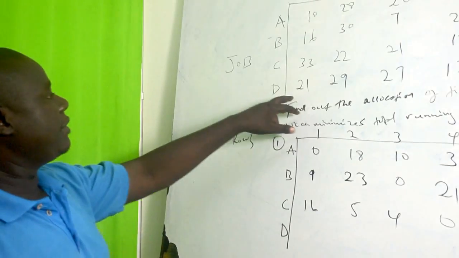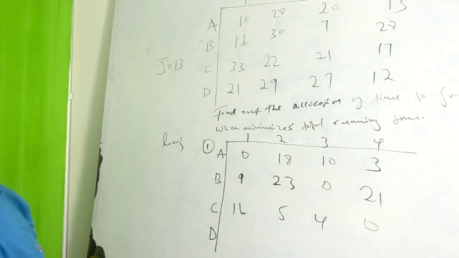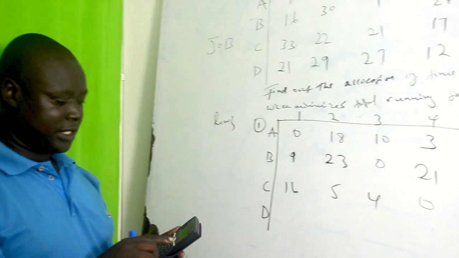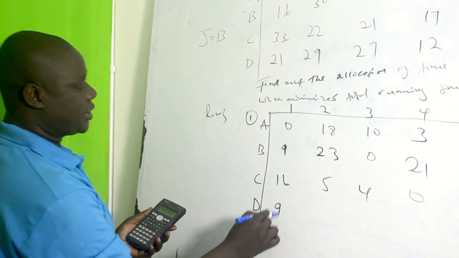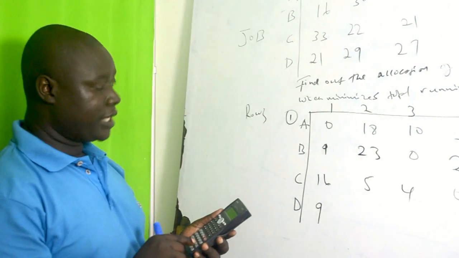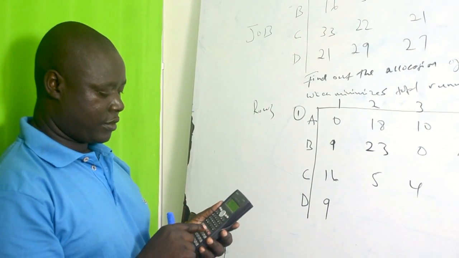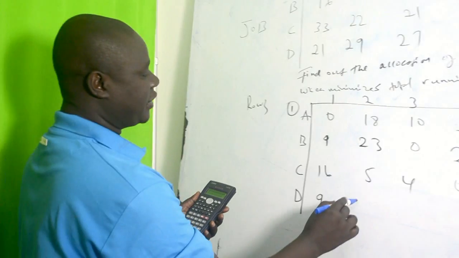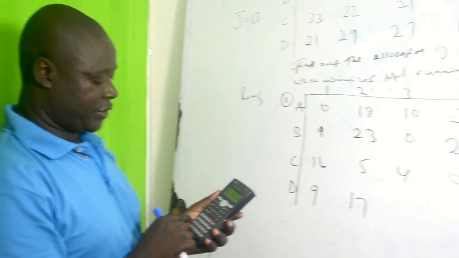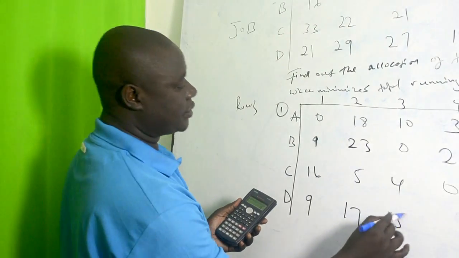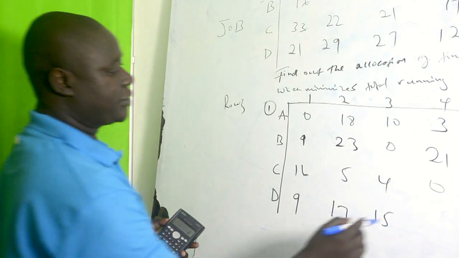Then we come to D. The minimum cost here is 12. So we're going to subtract 12 from all numbers. So 21 minus 12, we're going to get 9. 29 minus 12, we're going to get 17. 27 minus 12, we're going to get 15. And 12 minus 12, we're going to get 0. That's the first step.